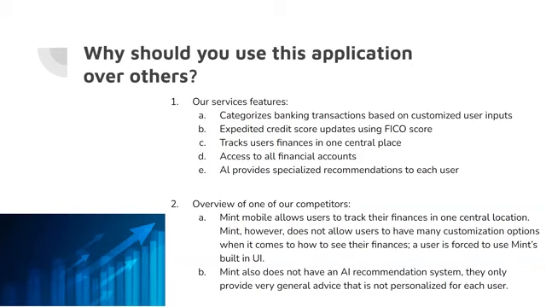Overview of one of our competitors consists of the app Mint Mobile, which allows users to track their finances in one central location. However, the app does not allow users to have many customized options when it comes to how to see their finances. A user is forced to use Mint's built-in UI. And lastly, Mint does not have an AI recommendation system. They only provide very general advice that is not personalized for each user.